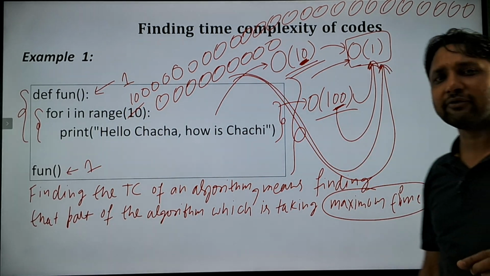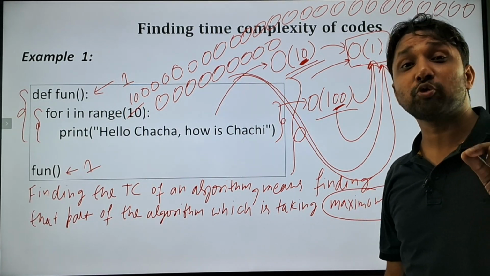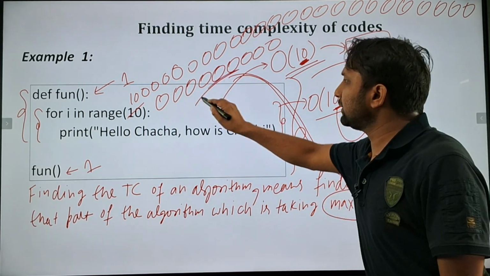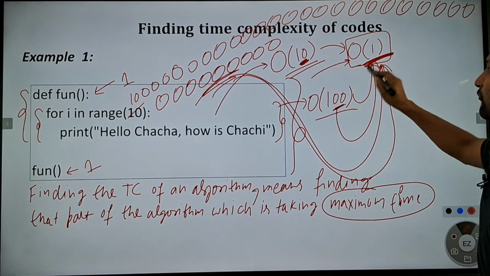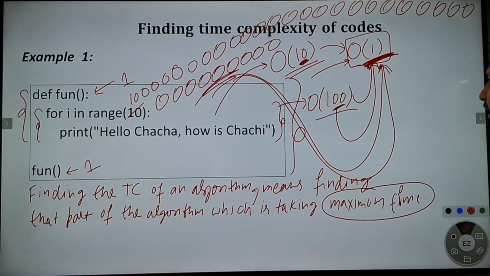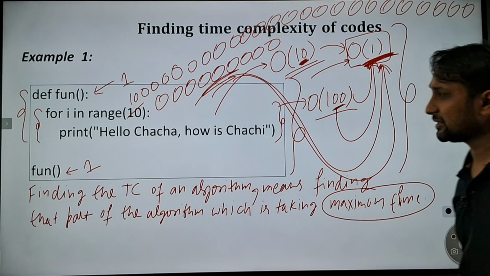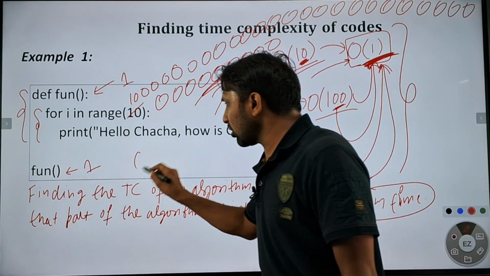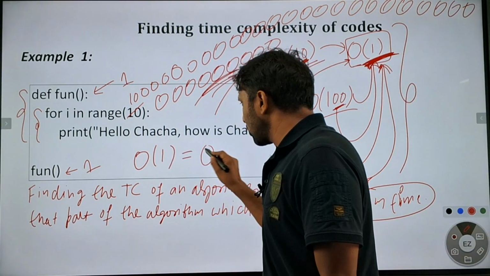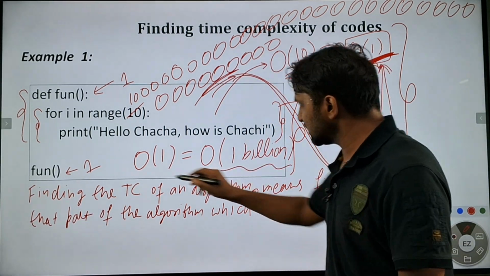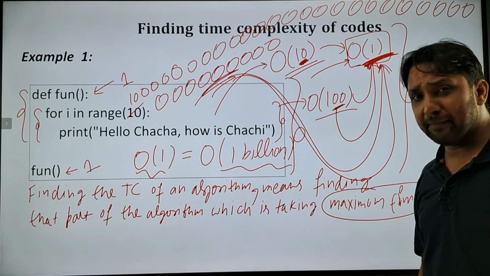So whenever you see that the code is executing fixed amount of time, irrespective of the input, then put that into this category. Order of 1, order of 1. Fine, okay, there might be one question that people usually ask me in class: sir, how can you say that order of 1 is same as order of 1 billion or 1 trillion, whatever? How can you say that this and this time complexity is same?